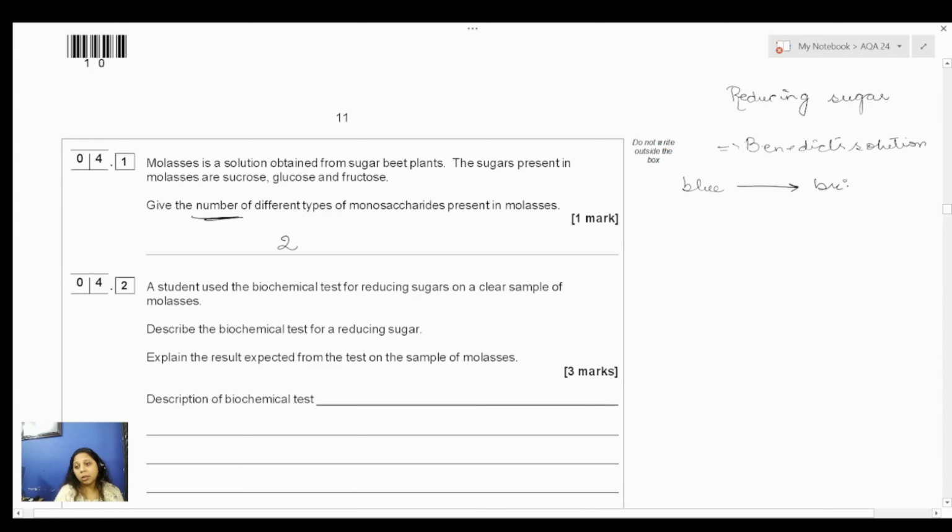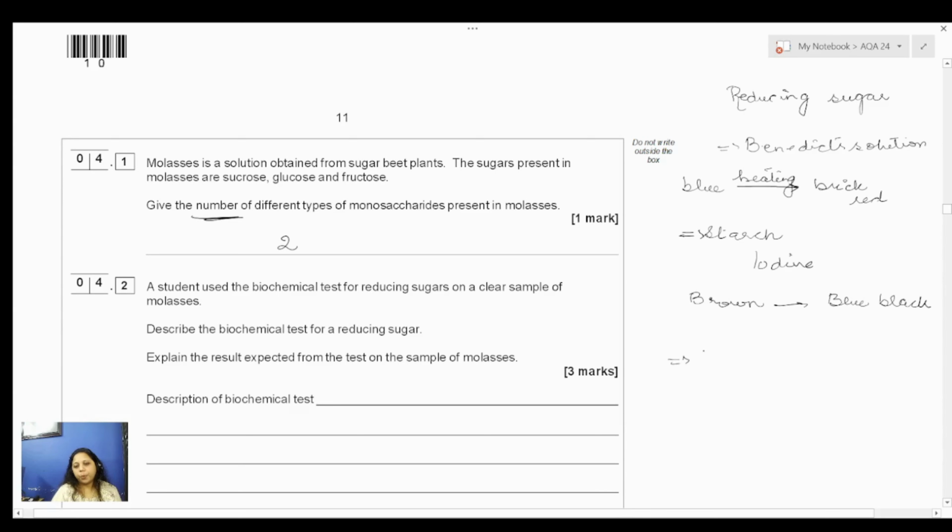Brick red upon heating. Upon heating. Clear? So for starch, which test do we use? Iodine. What is the starting color of iodine? It's brownish. If starch is present, then it converts to blue black.